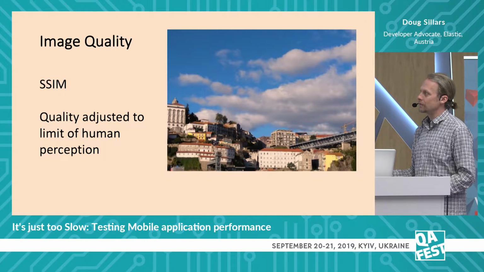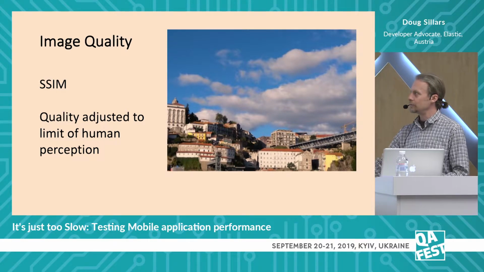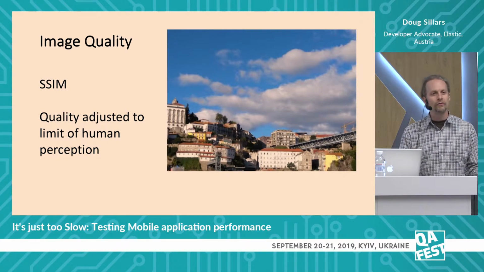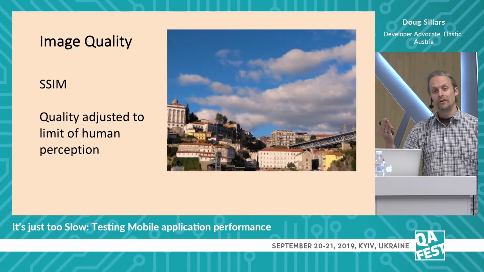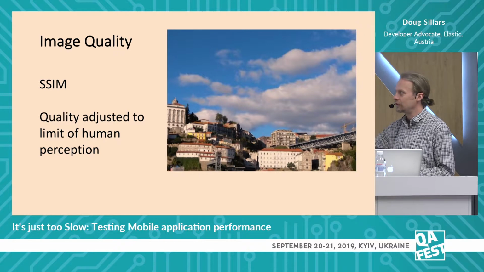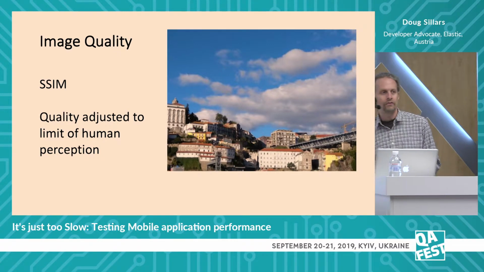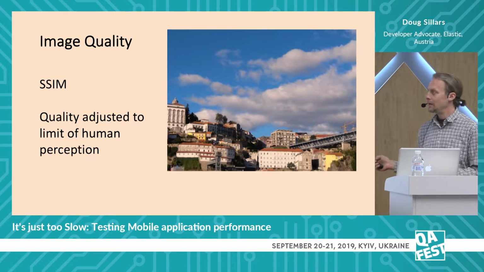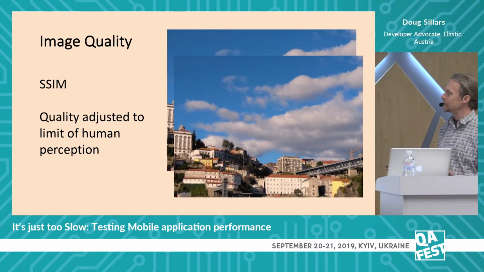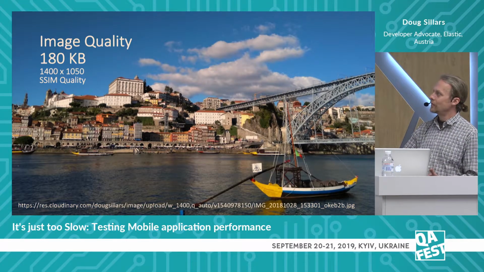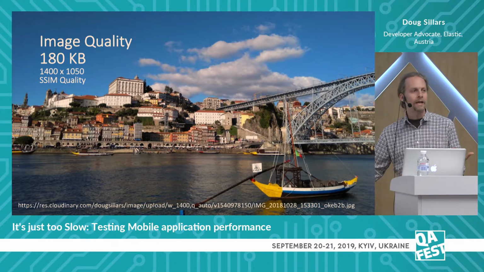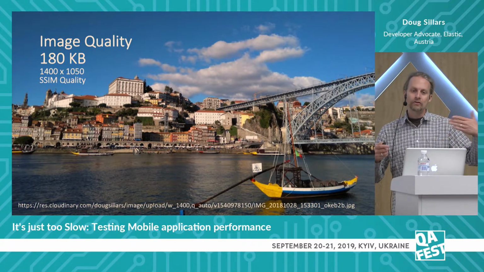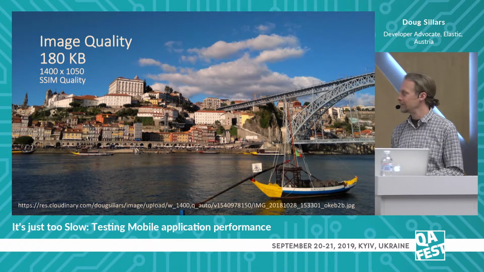Sometimes you can go a little further than 85% with some tools that are out there. It's called structural similarity. It lowers the quality to where the human eye can't tell a difference. I've got references to how to do that at the end of the talk, so you can look at that in the slides. It's adjusted to the limit of human perception. When I do that with this image, it was at 220 kilobytes, and I shaved off another 40K. All right, so I'm getting this image smaller and smaller. It's going to download faster and faster.